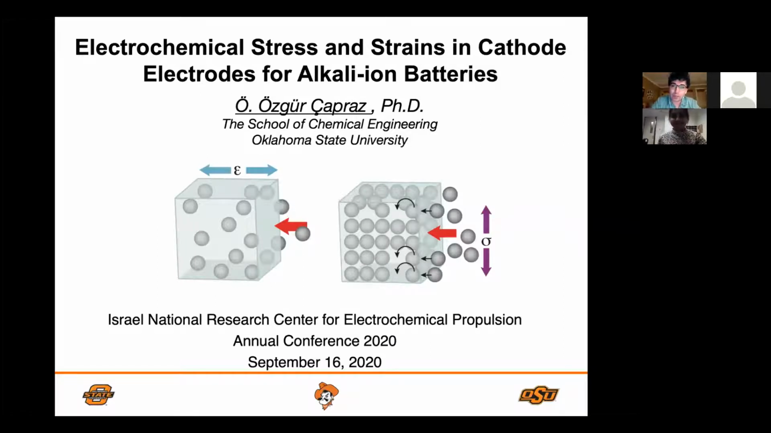Today, I'm going to talk about the electrochemical stress and strains in the cathode electrodes for the alkali-ion batteries. I'm going to talk a little bit about lithium-ion and move forward to sodium-ion, and hopefully, if the time allows, a little bit about the potassium-ion batteries.